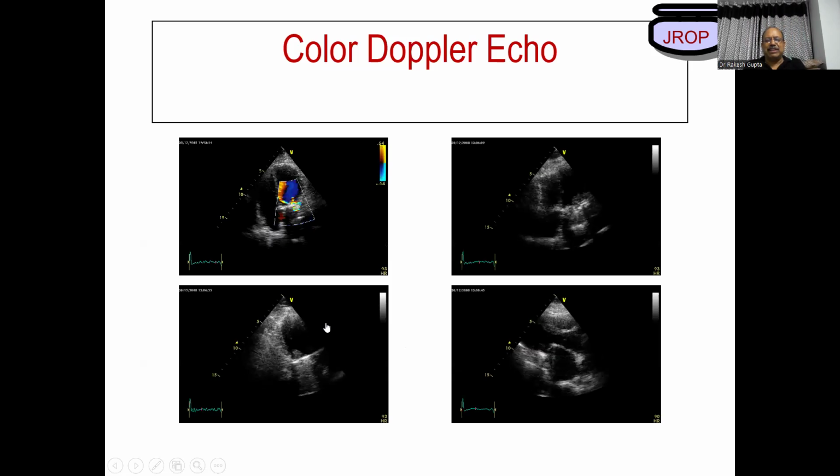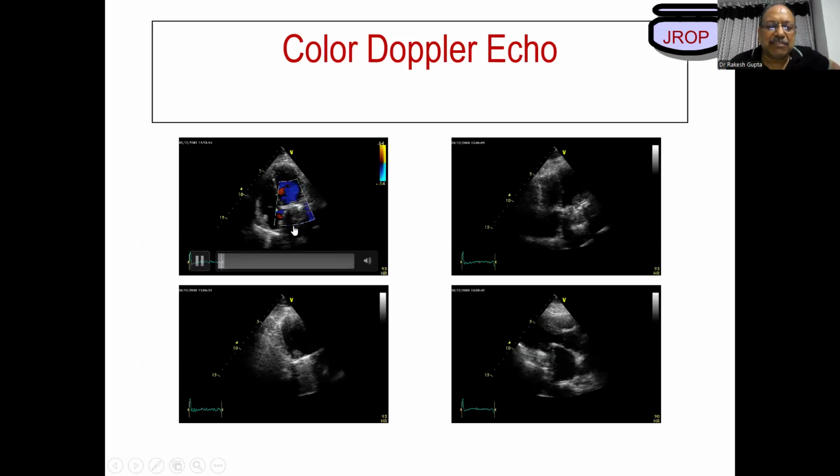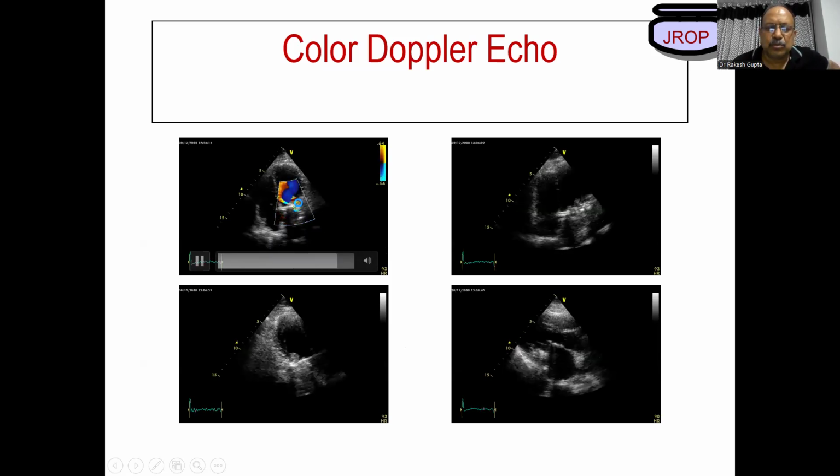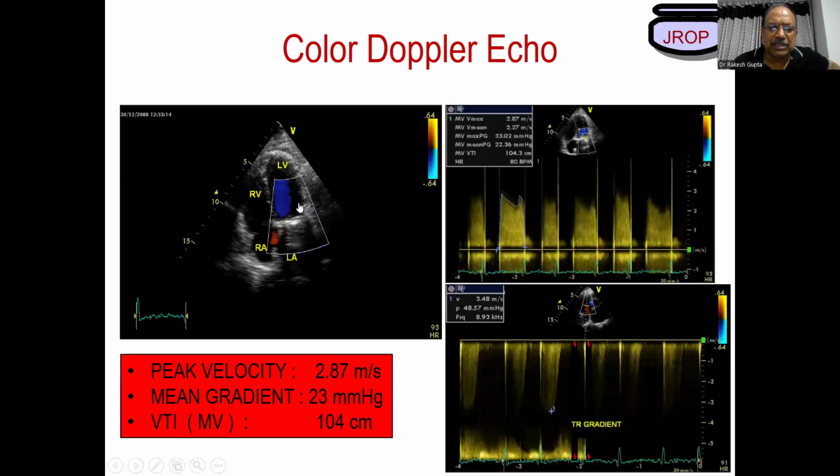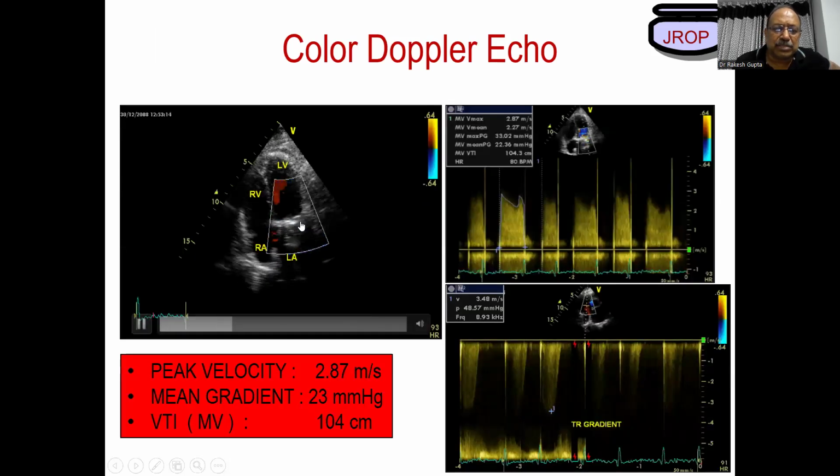Now look at this valve very carefully. I'm looking at the valve in the 4-chamber view. We look at the two jets, one over here, the second over here, and high velocity jets are present. Let me zoom up this picture for you. I think that'll be better seen. So we zoomed up this picture. Here's one flow, here's another flow.